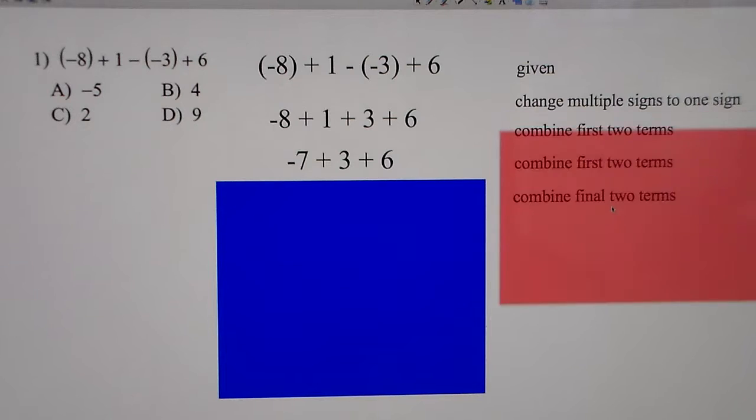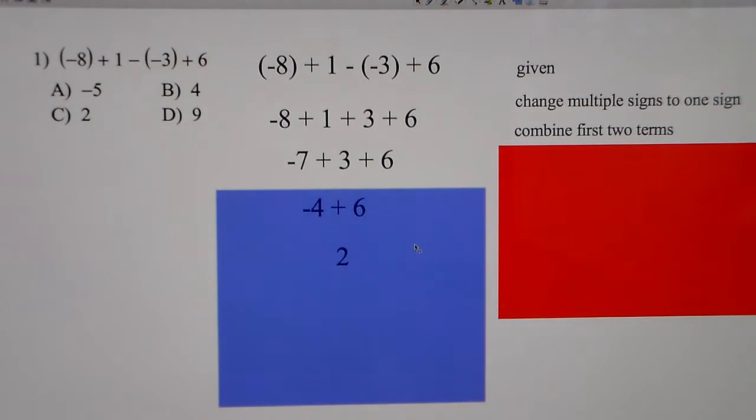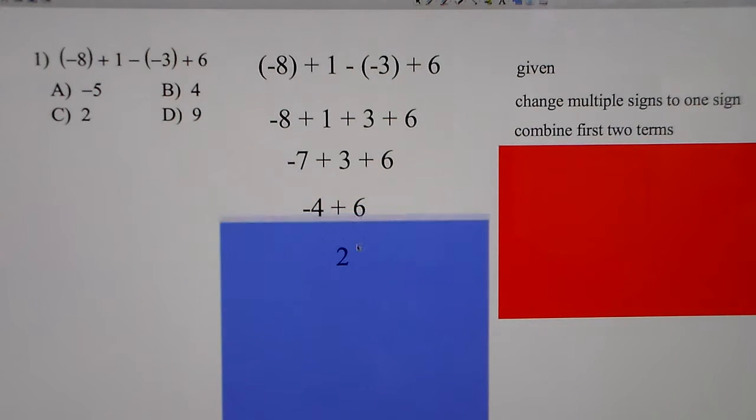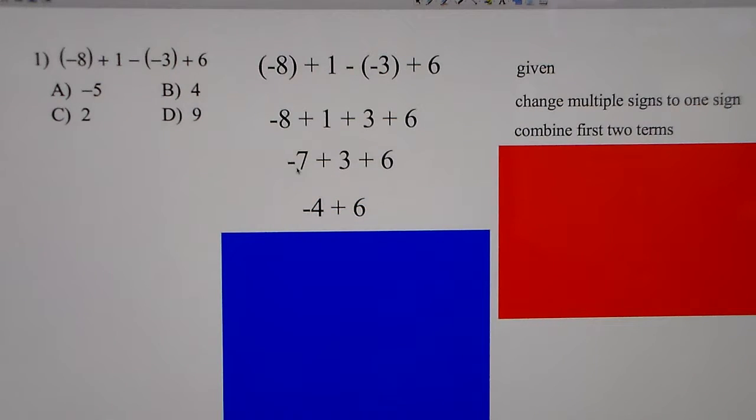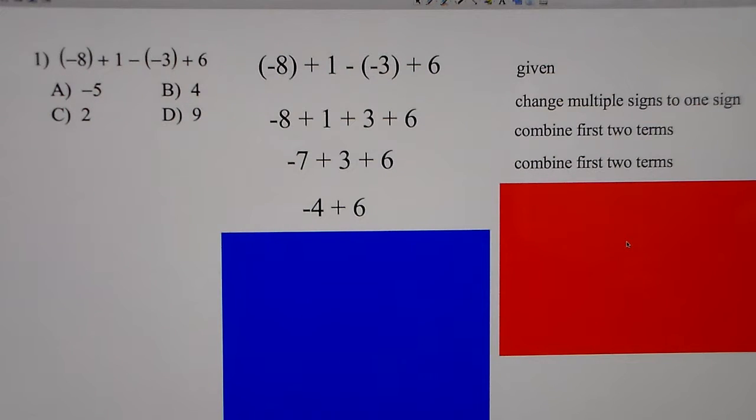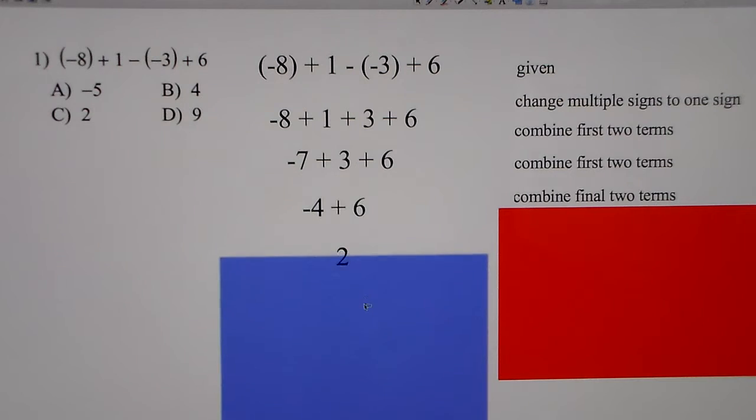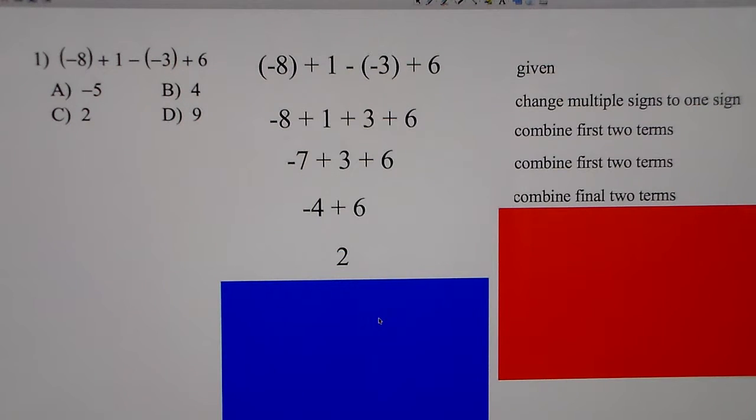Combine the first two terms. -8 plus 1 gets you -7. -7 plus 3 gets you -4. So you combine the first two terms again. Then you can combine these final two terms. -4 plus 6 gets you +2. And that's how you do problem number 1.